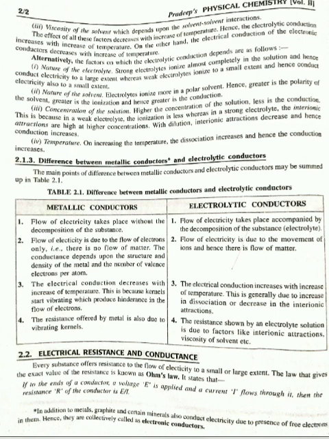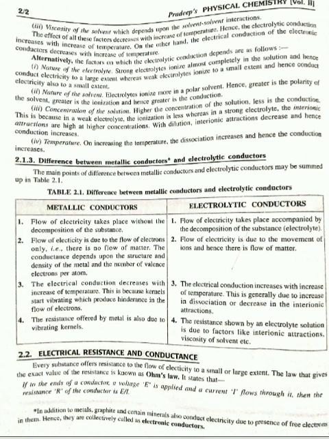Second, metallic conductors: Flow of electricity is due to the flow of electrons only. That is, there is no flow of matter. The conductance depends upon the structure and the density of the metal and the number of valence electrons per atom. Electrolytic conductors: Flow of electricity is due to the movement of ions and hence there is flow of matter.